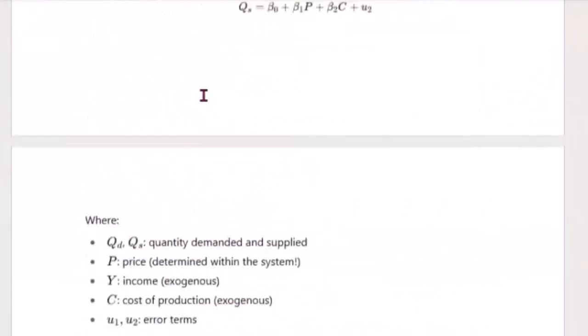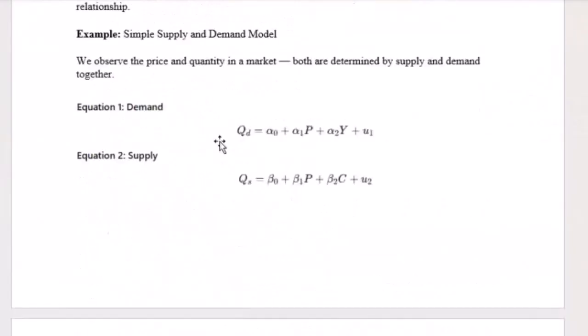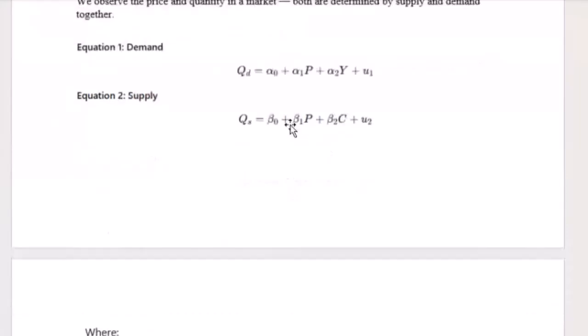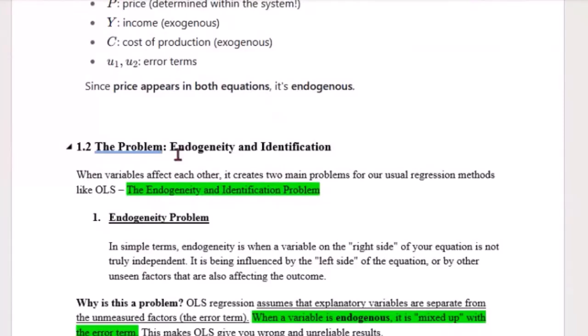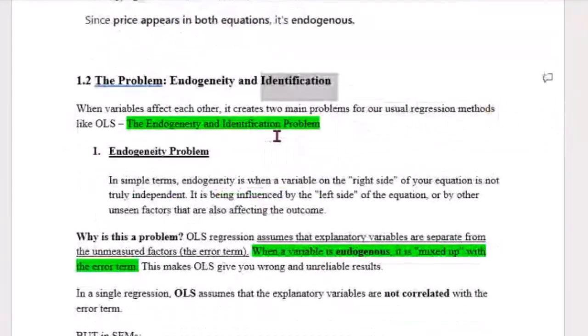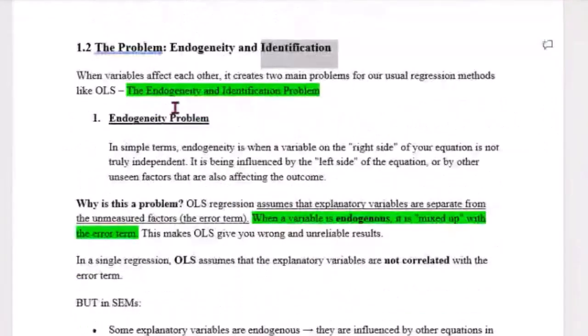So when we have such a system of equations, what we are calling the simultaneous equation, we have two problems. The first problem is called the endogeneity problem, and the second problem is called the identification problem. And that is what you have said here. When variables affect each other, it creates two main problems for our usual regression methods like OLS.